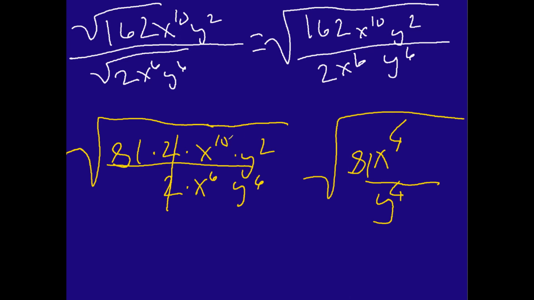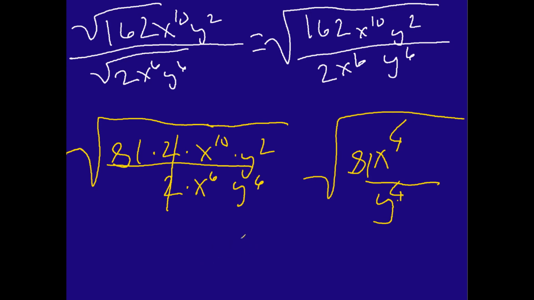So what happened is this: 10 minus 6 is going to be 4. But over here, we're going to do 6 minus 2, and that's going to be 4. So y to the 4, x to the 4. The 2's cancel out, and the 81 is still there. Now, when I square root everything, you should probably already know what the answer is going to be. So the square root of 81 is going to be 9.